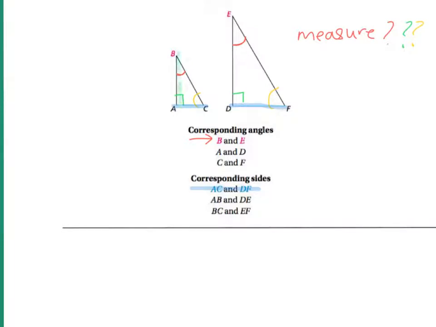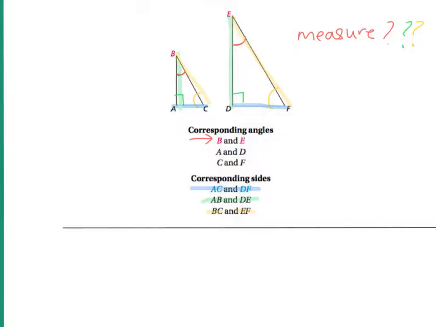AB corresponds to DE. It's the same position, but on the original and the image of the triangle. And finally, BC corresponds to EF. Same position on both the original and the copied image.